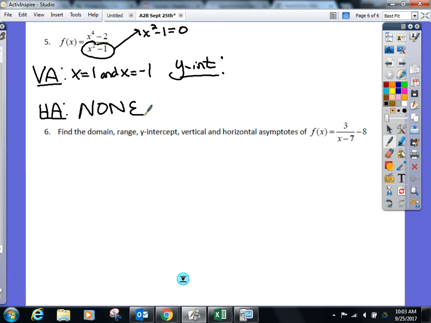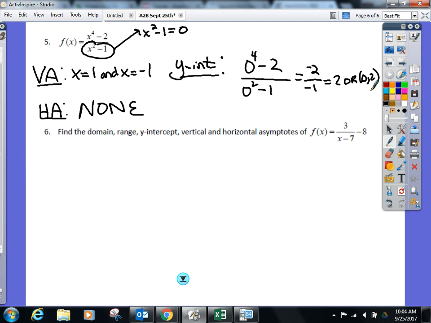And then your y-intercept. Hopefully you plugged in 0. 0 to the 4th minus 2 over 0 squared minus 1. What did you end up with here? I got a 2. -2 over -1 gives you 2, yes, or 0, 2.